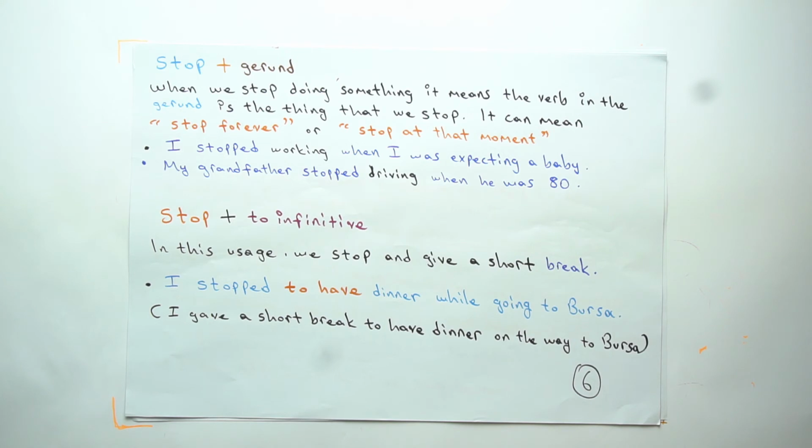And stop to infinitive form means we stop and give a short break. As an example, I stopped to have dinner while going to Bursa. The definition of this sentence is I gave a short break to have dinner on the way to Bursa while going there. Okay? It means that you just stop the action, give a break, then you also go on with the action that you stopped. Don't forget it.